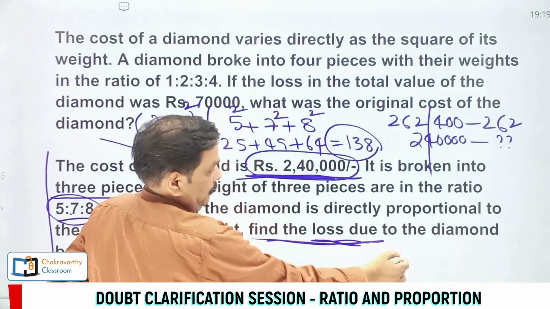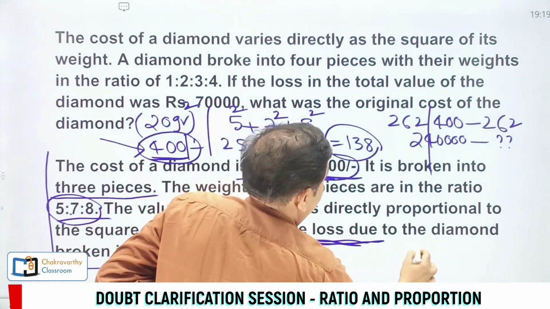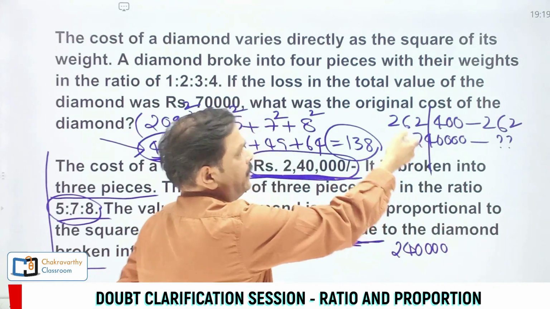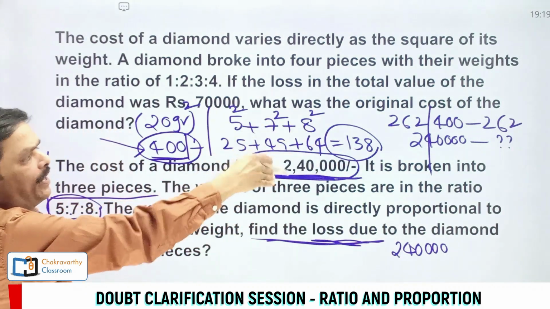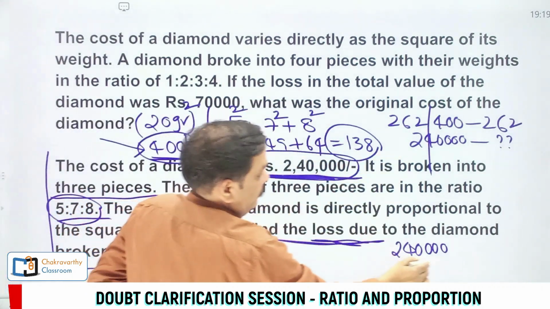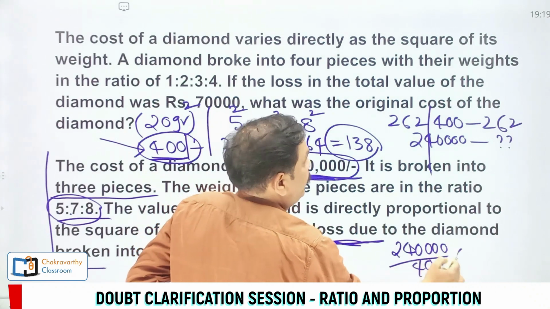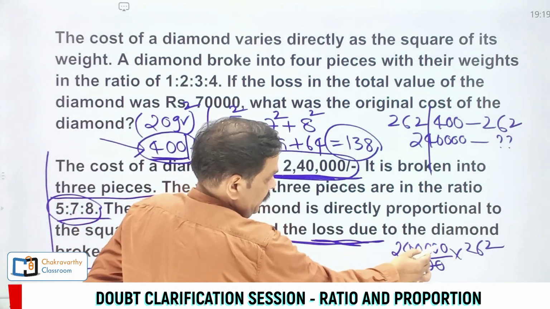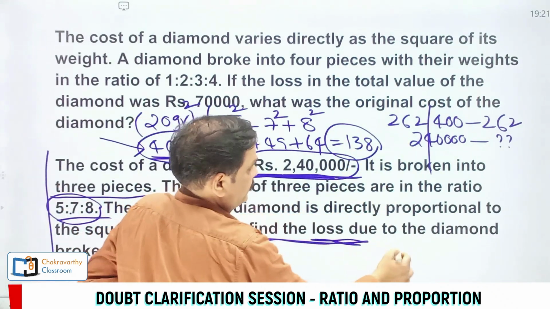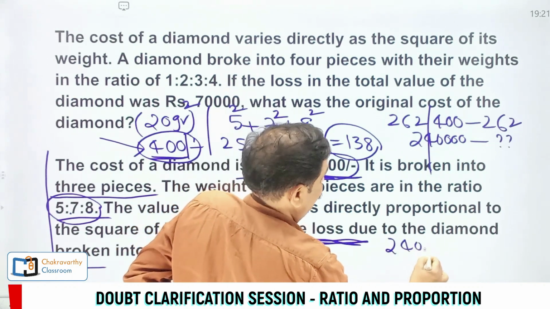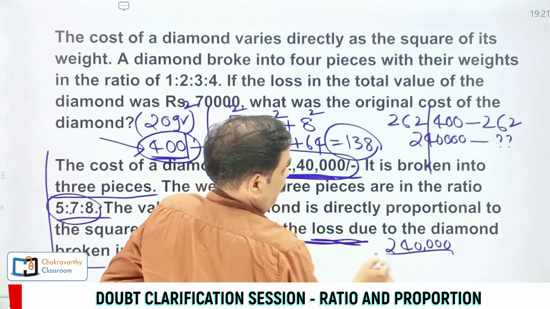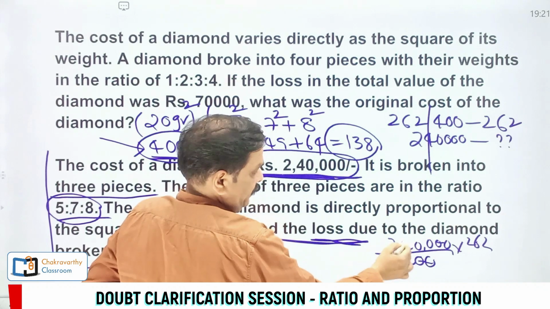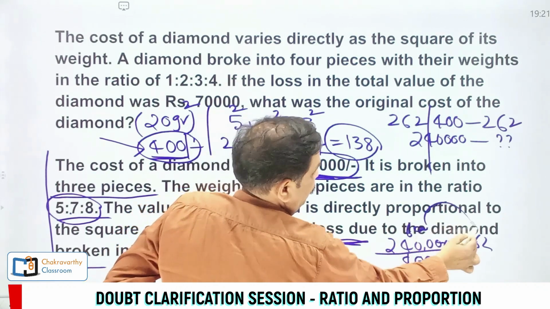Go for the simplification, students, here. That is 2,40,000, or you can use this one as 400 is 262, 1 is how much? In that way also you can do. Divide it by 400 into 262. That's up to you. In any way you want, you can go for that one. Whichever is easier, you go with that one. Anyway, students, these numbers are convenient. This is 600. So finally 600 into 262.